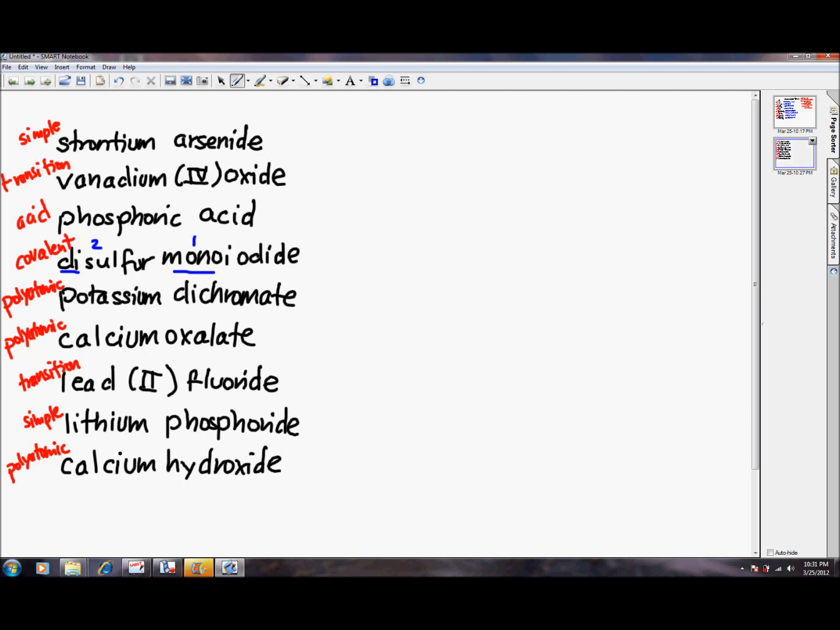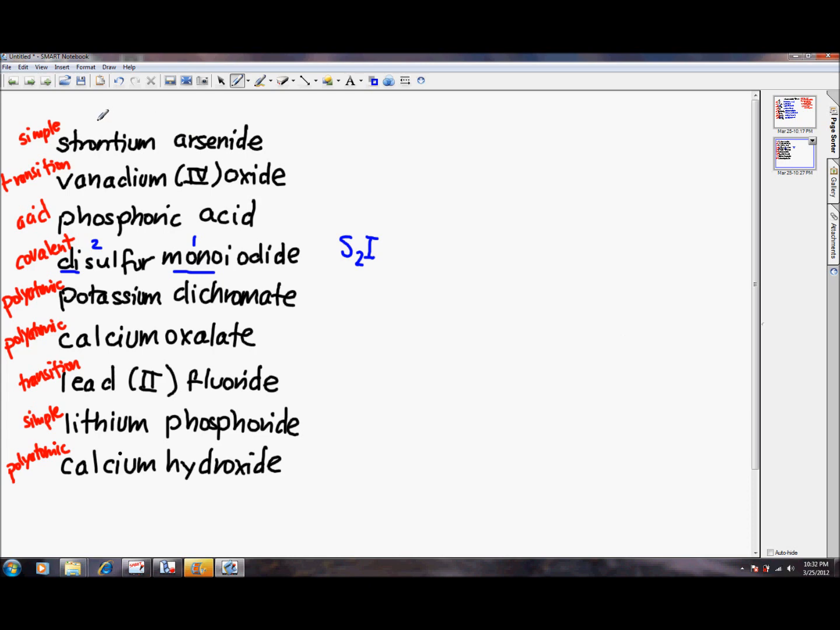Mono is 1. So that means it's S for sulfur 2. Iodine. Done. Okay, now what we have to do with everything else, let's go to the simple ionic compounds next, because they're the easiest to do.